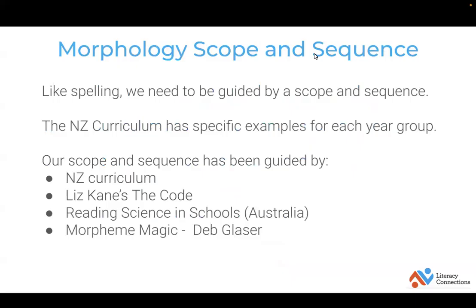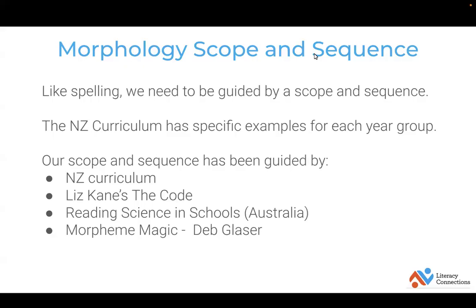So firstly, we've provided a scope and sequence. Just like the teaching of spelling, morphology would probably be taught at the same time that you'd usually be teaching spelling; that's where it would slot in. We need to be guided by a scope and sequence. The New Zealand curriculum does have specific examples for the morphology to be taught at each year level. So we've initially been guided by the New Zealand curriculum. It's been quite detailed. And then also we know most schools in New Zealand are using Liz Kane's The Code for their spelling, so we've also been guided by that.